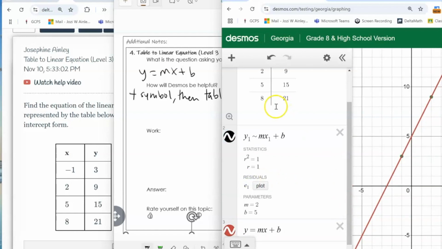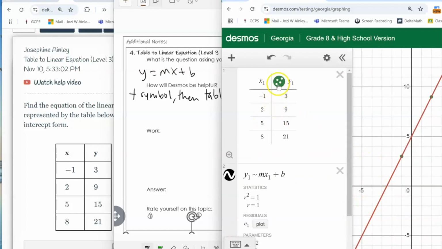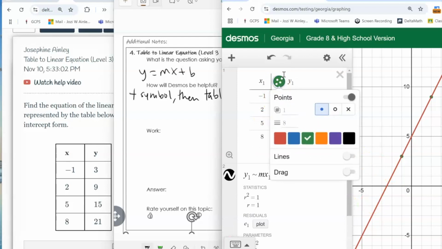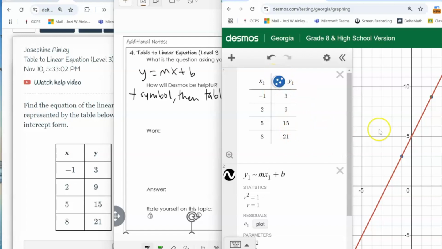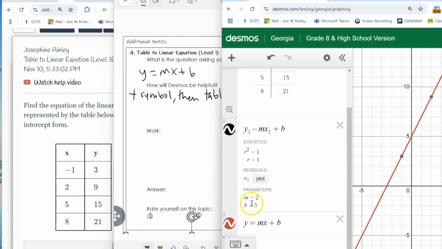Please make sure, once again, that it lines up with all of your dots. So you can see your dots are green. If you highlight your circle right here, you can change the color to whatever color that you would like. So you can see everything is lined up. So this is the correct equation, which means my M is 2 and my B is 5.